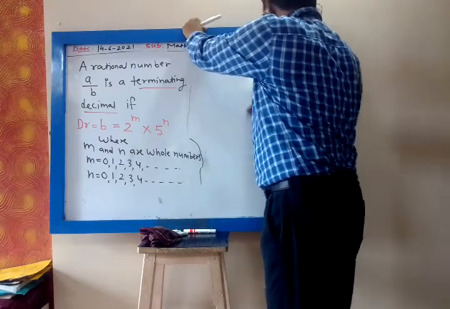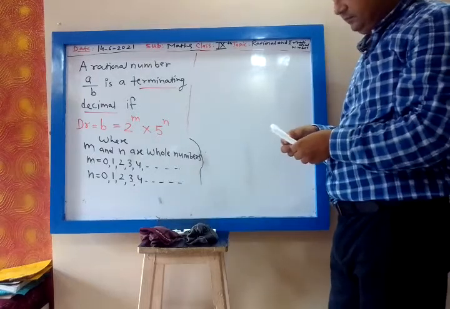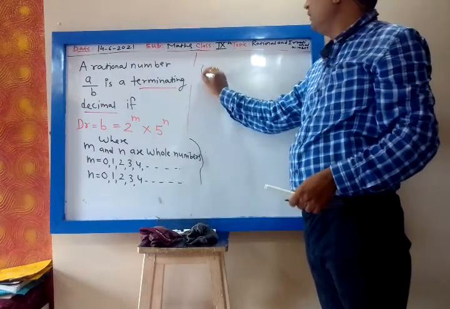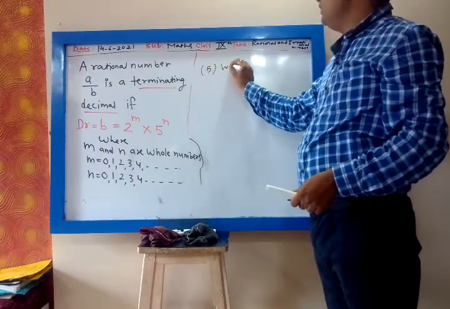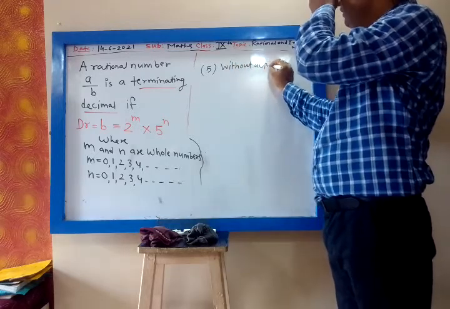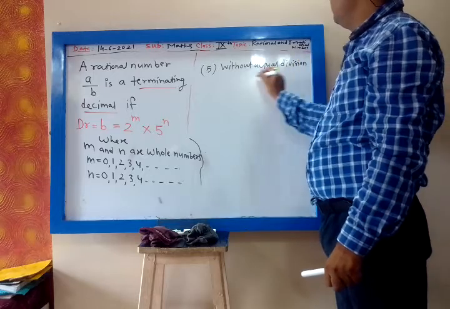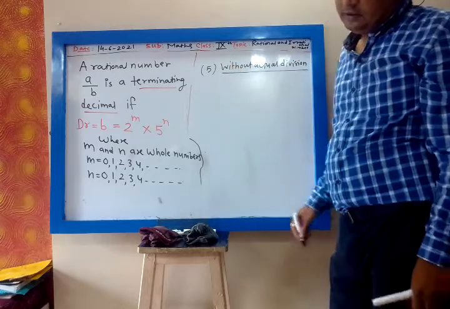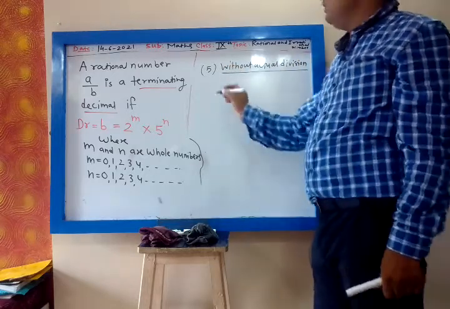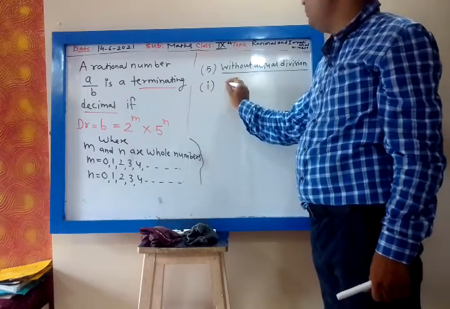So now we solve exercise number 5 without actual division. Fifth one. You don't have to divide. Tell me, you have to check whether the number is a terminating decimal or non-terminating decimal. First is 7 upon 16.